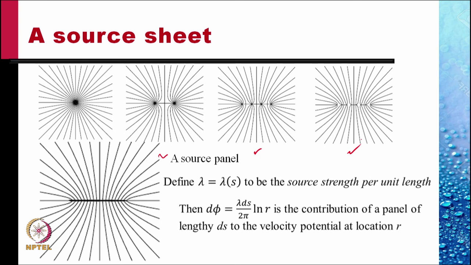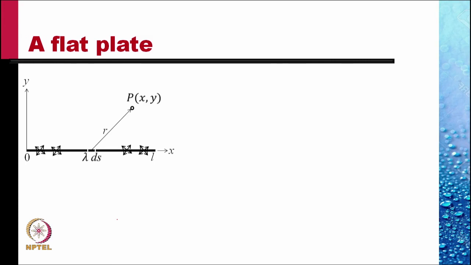Then dφ, the contribution to velocity potential by a source panel of length ds, is λ ds by 2π ln r. This is the velocity potential at location r due to this element of length ds of the source panel. We solve a little problem.